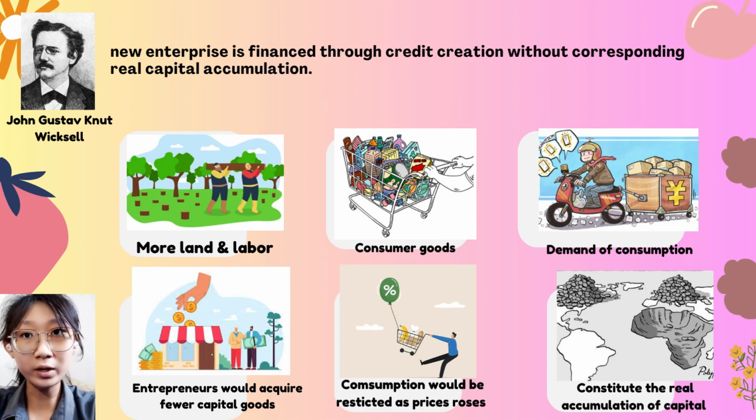Wicksell made an example of a new class of enterprise financed through full credit for the forced saving theory. He said that the assumption for this example is full employment at the outset. Next, more land and labor will be employed in the process of producing capital goods. The new enterprise has less credit available for turning out consumption goods, which has no credit to finance. The demand for consumption will also greatly increase as the entrepreneur will increase the price of land and labor as their investment increases. As the price increases, fewer consumption goods will be produced, thus restricting consumption. This restriction will constitute the real accumulation of capital, so the real saving which is necessary for the period of investment to be increased is enforced.